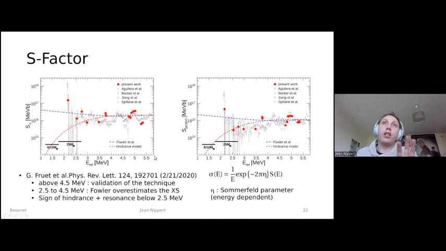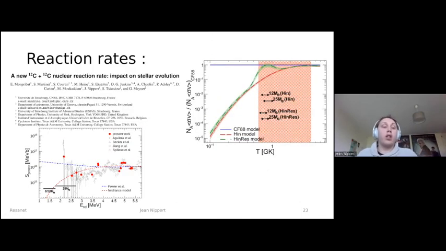So now that we have the S factor, we can see a bit of astrophysics with it. Recently we published a paper on the reaction rate and the impact on stellar evolution, and this is a little overview of what we did. So I put you back here the S factor for the proton channel. You have the hindrance model in red, the Fowler model, so coupled channel calculation, that also can be called CF88.